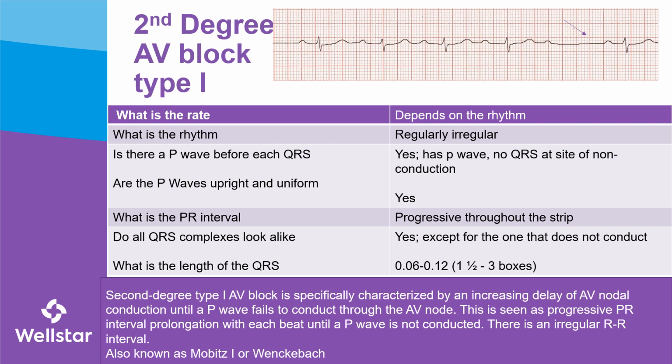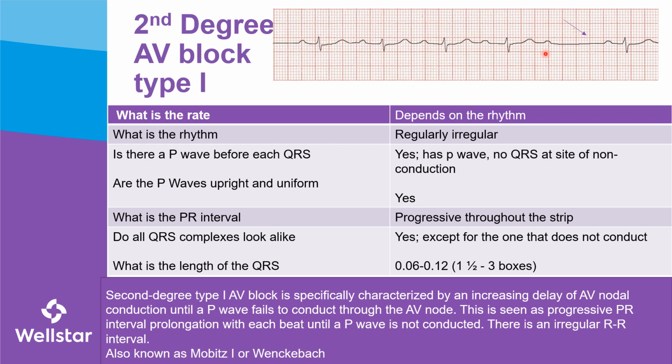Are the P waves upright and uniform? Yes, they are. As we can see here, here, here, here, and here. We see this P wave ended up not having a QRS complex, which makes it the Wenckebach block. What is the PR interval? The PR interval in this case is going to be hard to give a solid number. One of the characteristics of the Mobitz type 1 or Wenckebach block is the ever-growing PR interval before it's unmeasurable.